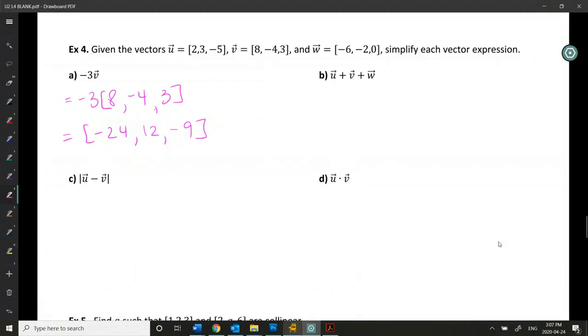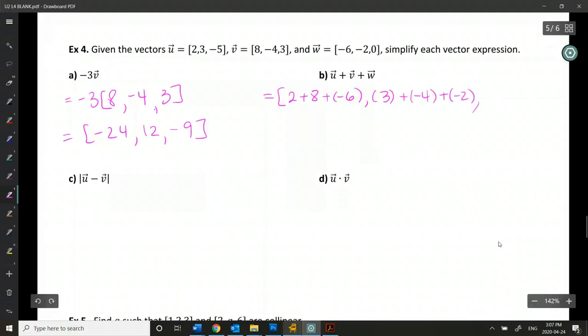We can also add vectors together by adding simply the x, y, and z components. So if I'm adding u, v, and w, I want to take the sum of the x components, the sum of the y components, and the sum of the z components. So that's going to leave us with the vector 4, -3, and -2.